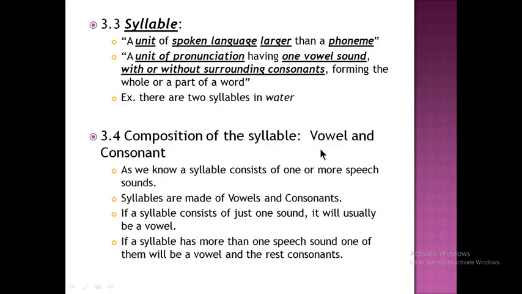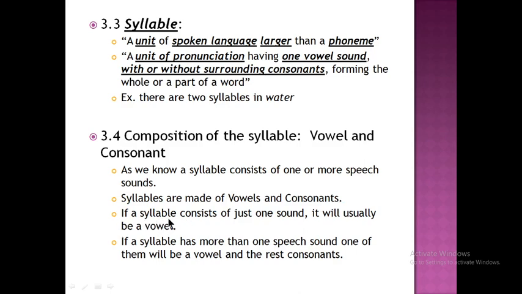Next topic is composition of syllable, vowel and consonants. We are going to understand the composition. Composition means the mixture of vowel and consonant. As we know, a syllable consists of one or more speech sounds. Yes or no? Yes. Next, syllables are made of vowel and consonant. Either one vowel sound, or a combination with or without consonant. So syllables are made of vowel and consonant.